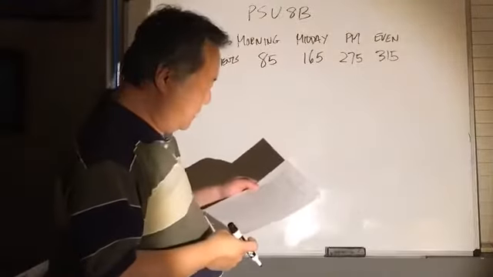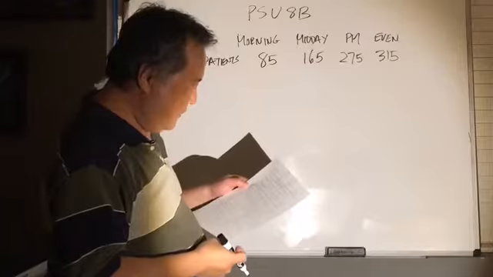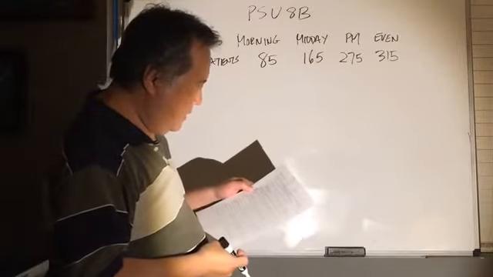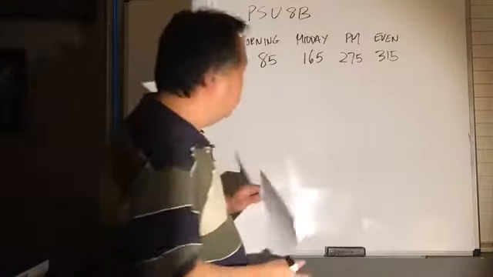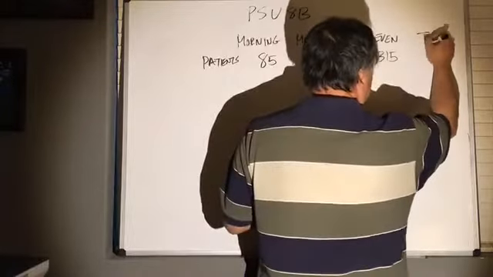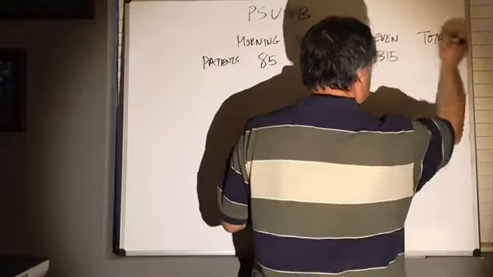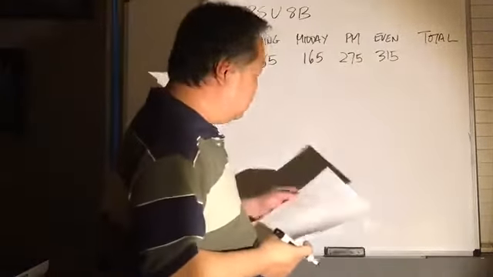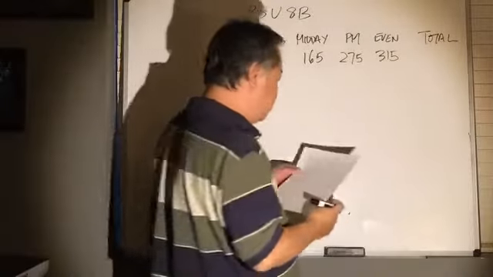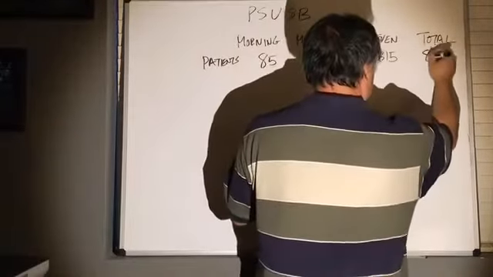Alright, so these are the number of patients we get. Okay? So, I'll give away the answer to the first question. First question is, what's the total? You add up those numbers, and you should get 840.